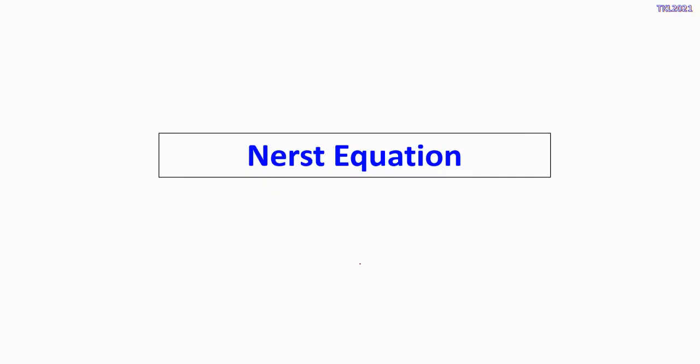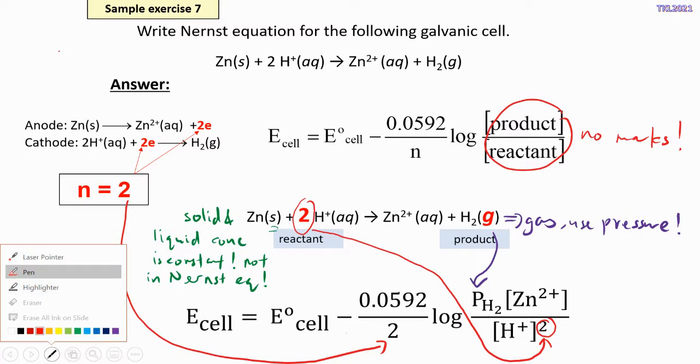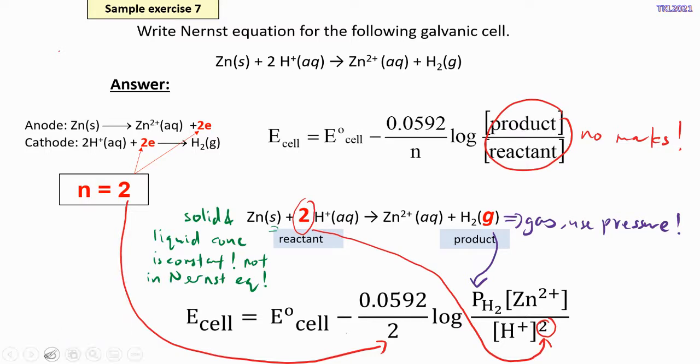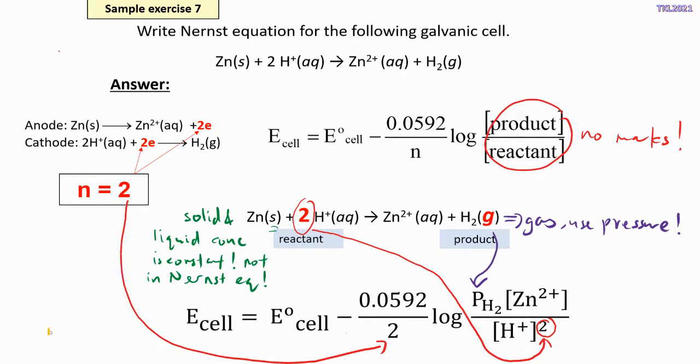Now let's learn about how to write the Nernst equation and also the calculation. Okay, number one, let's learn how to write the Nernst equation. First of all, to write the Nernst equation, you need to balance the equation. You need to know the overall cell equation.